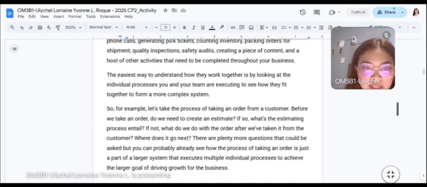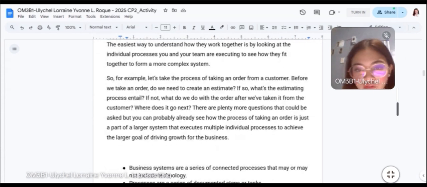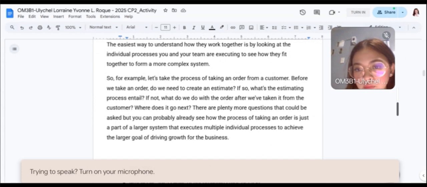The easiest way to understand how they work together is by looking at the individual processes you and your team are executing to see how they fit together to form a more complex system. So for example, let's take the process of taking an order from a customer. Before we take an order, do we need to create an estimate? If so, what does the estimating process entail? If not, what do we do with the order after we've taken it from the customer? Where does it go next?